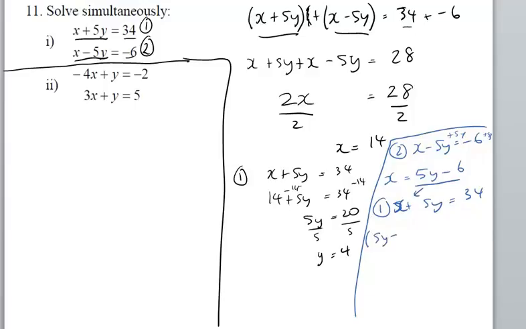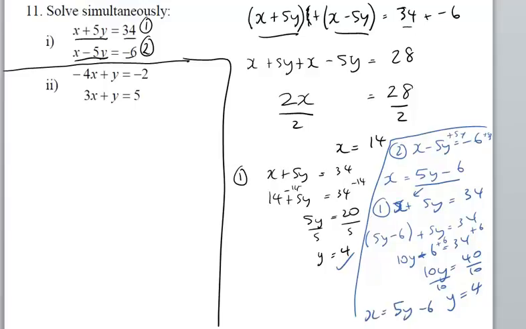So 5y minus 6 plus 5y is equal to 34. 5y plus 5y is 10y minus 6 equals 34, and we add 6 and add 6. 10y is equal to 40. Divide by 10, y is equal to 4. So this is the same as what we had here. And then we substitute back into our equation up here. x is equal to 5y minus 6, which is 5 times 4 minus 6, so it's 20 minus 6 is 14, which is what we got here before.